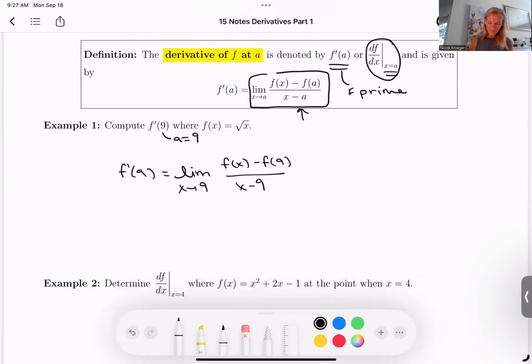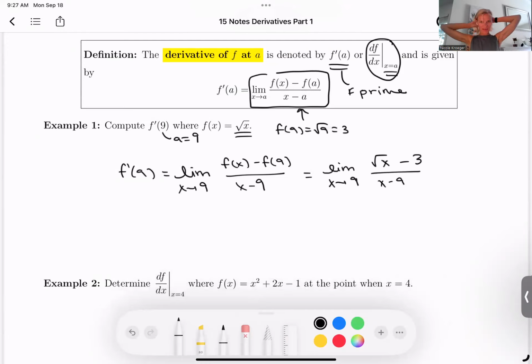Okay, cool. Now we need to replace f of x in here. F of x in this problem is square root of x. So we have the limit as x approaches 9 of root x minus f of 9, if I plug 9 into square root of x, will be square root of 9, which is 3, over x minus 9. Okay, so now we have set this limit up.